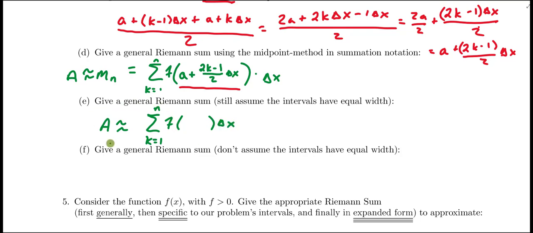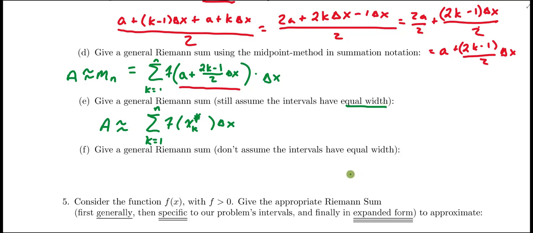Notice this is the same thing that it's always been. But here what we'll do is we'll go ahead and say that we're just going to take some x coordinate, and how do I say it's just some, not a particular one, I put the star on it, from the kth subinterval. So this is how we give the most generic form of the Riemann sum. Here we're still assuming that the intervals have equal width.